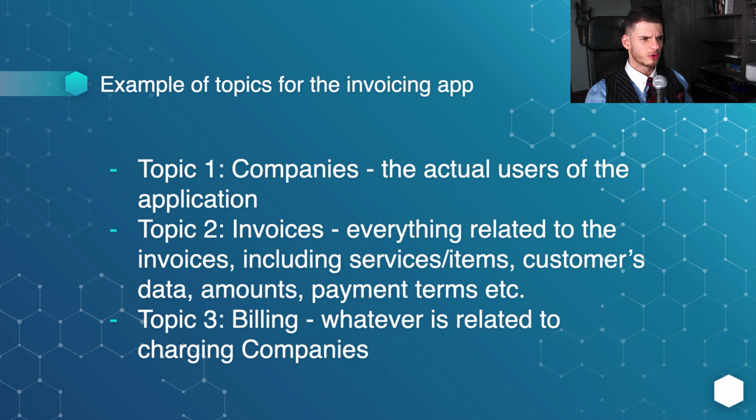The second topic would be what we need the most, so everything related to the invoices. So invoices, services on the invoices, customers, addresses, payment terms, when the invoice is paid, when it's issued, and so forth. And we could imagine having a billing topic as well. The companies will somehow need to be charged for using the invoicing app. Well, let's hope that they will be charged. So this could include the list of payments for subscription, whatever else is related to the subscription itself, maybe some discount codes as well.